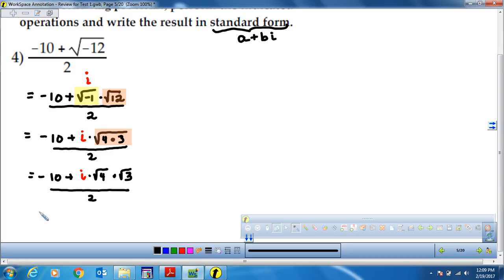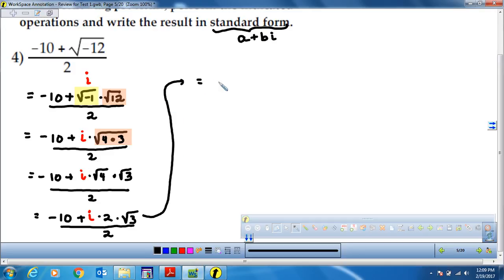And then I separate, and then I simplify it. The square root of 4 is going to be equal to 2, right? So we're going to have I times 2 times the square root of 3 divided by 2. But I times 2 times the square root of 3, we can just rewrite it as 2I times the square root of 3, everything divided by 2, right?